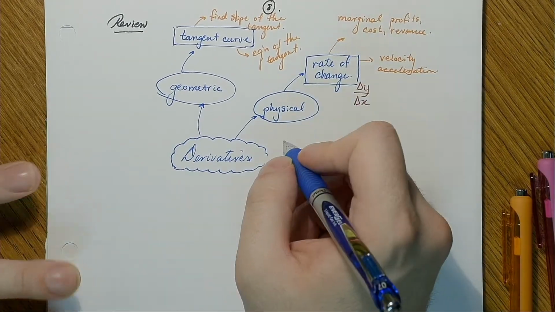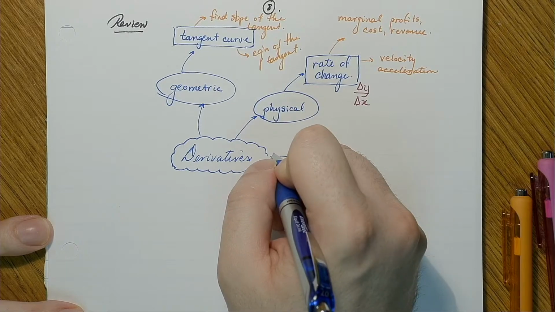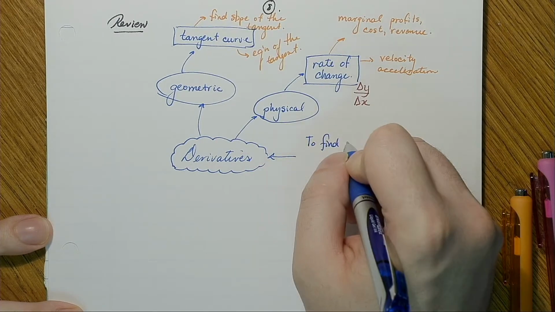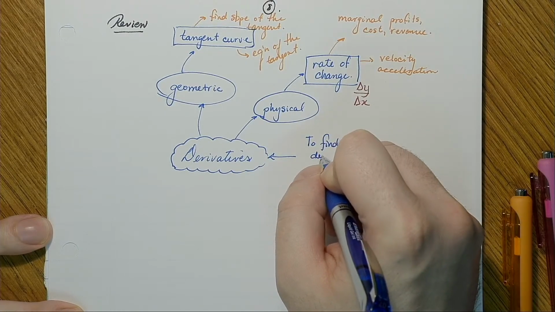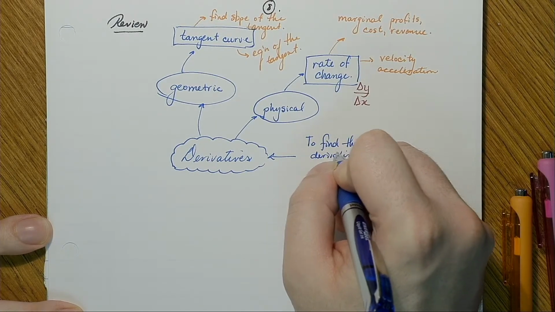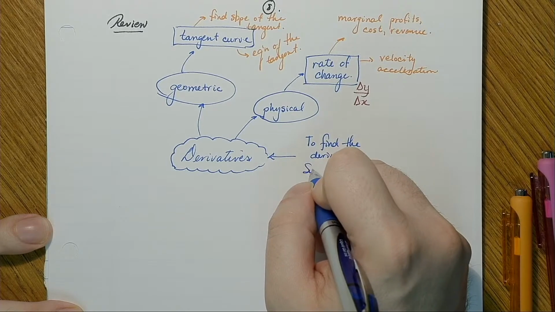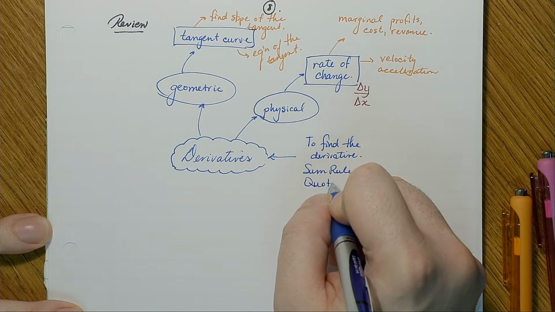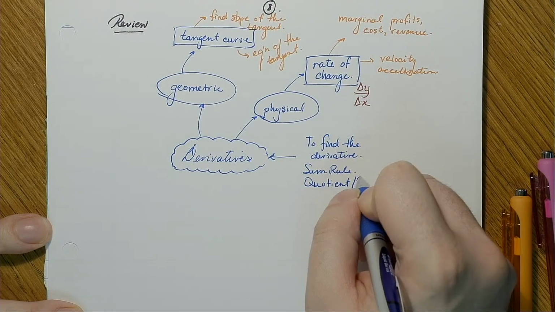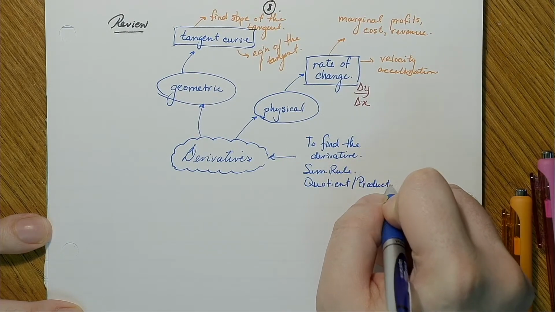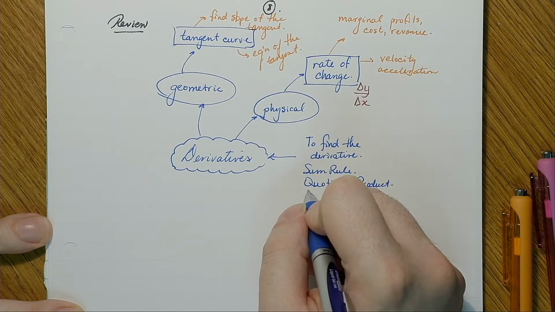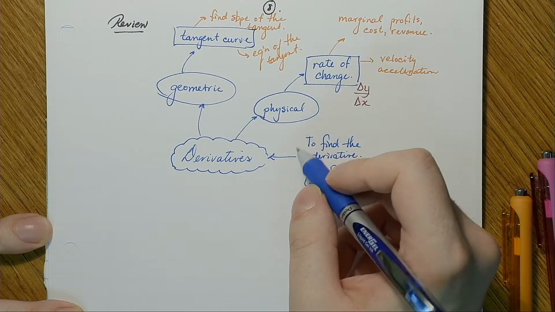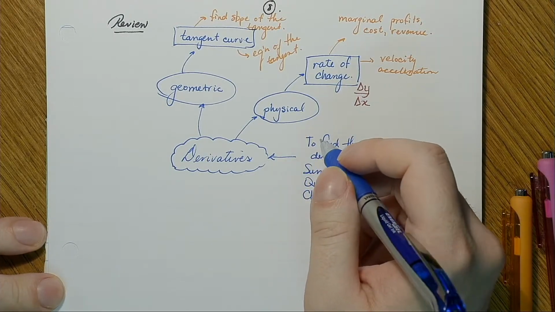Now, there are things that we can use to find the derivative. We have the sum rule. We have the quotient and product rules that we can use. We have the chain rule. So those are things that we can use to find it.